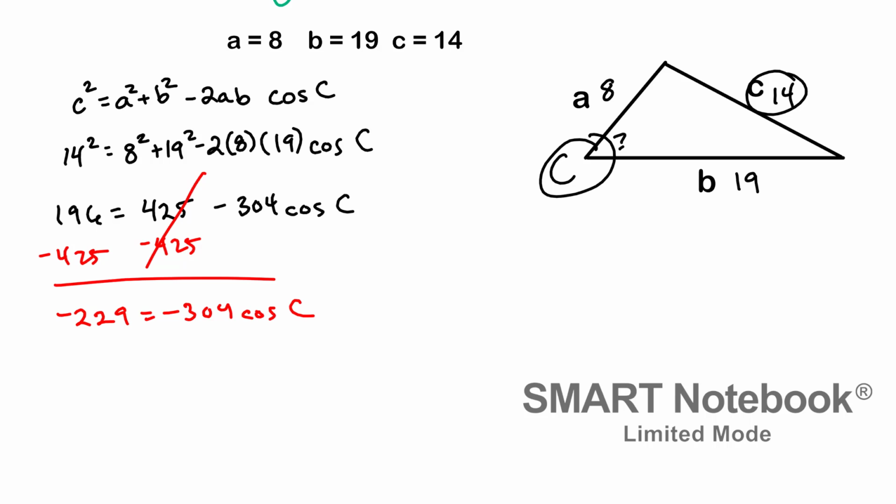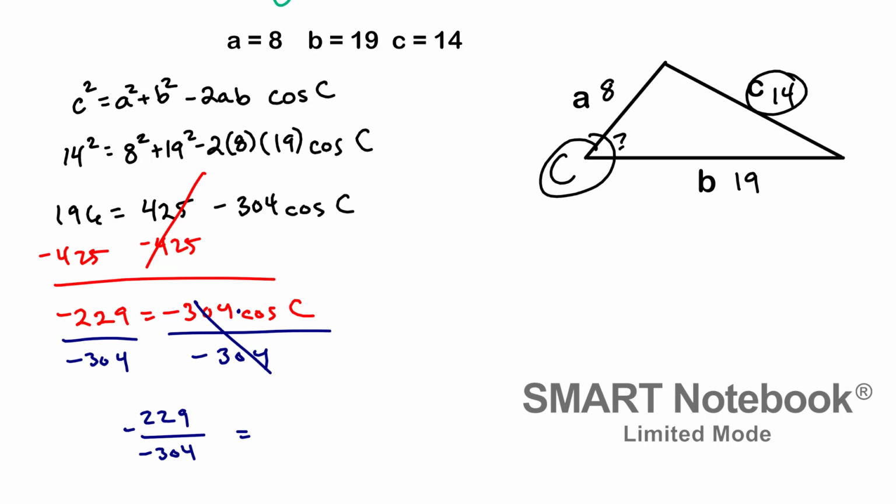And here's what we want to remember at this point. Negative 304 is being multiplied with cosine of C. How do we undo that multiplication? We divide. So divide by negative 304. Those are going to cancel out. And over here on the left-hand side is a really gross fraction. I'm not going to try and reduce it. I'm just going to leave it as it is and write it out exactly as I have it so far. Negative 229 divided by negative 304, and that is going to equal the cosine of angle C.